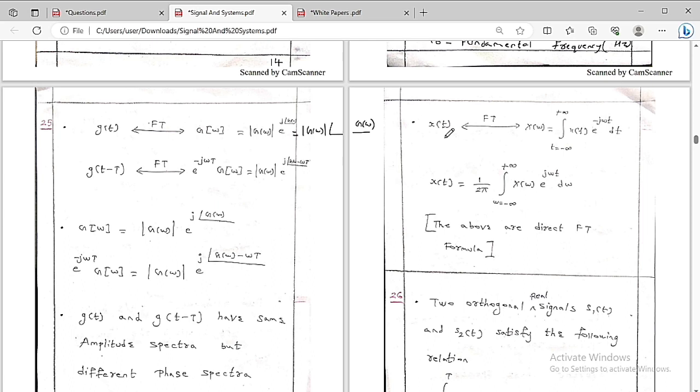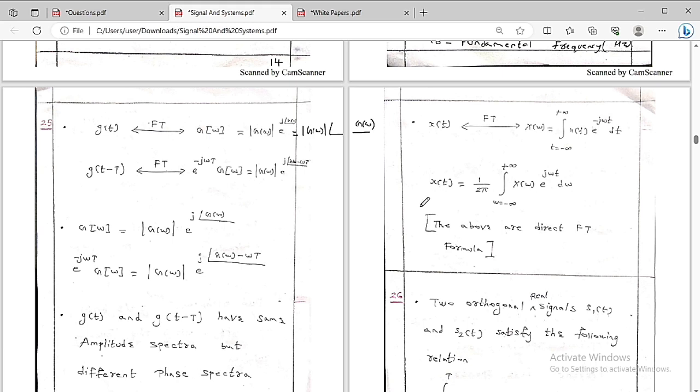So what is our Fourier transform formula? I already told you, for x of t, X of omega is equal to the integration from t equals minus infinity to infinity of x of t into e to the power of minus j omega t into dt. If you know x of t, you can get X of omega with the help of this formula. And what is the vice versa?